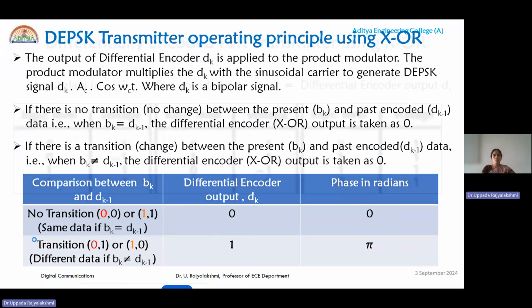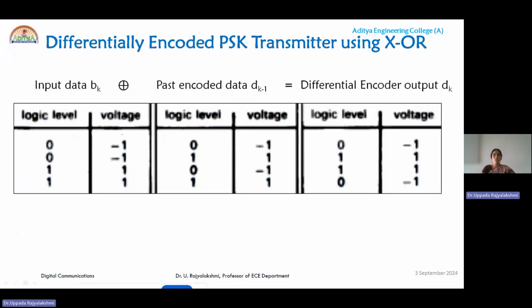Now let us see the basic truth table. Here you are taking the binary data bit in XOR with Dk minus 1 to produce Dk. We know that for identical inputs 0 and 0, the output is 0. Similarly, for non-identical inputs, the output is 1. These two are the non-identical input cases, that is 1 and 0 or 0 and 1. You can see the outputs as 1 only. And for identical inputs, that is 0 0 or 1 1, the output is 0.